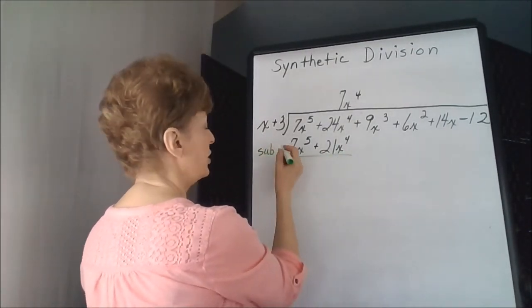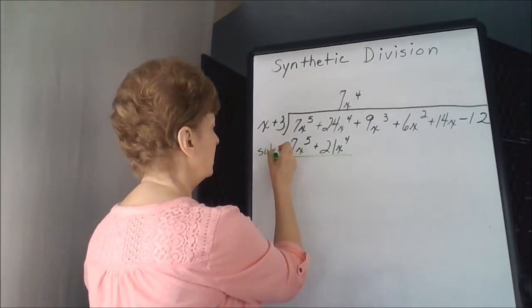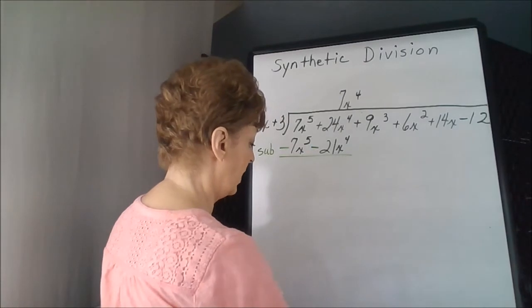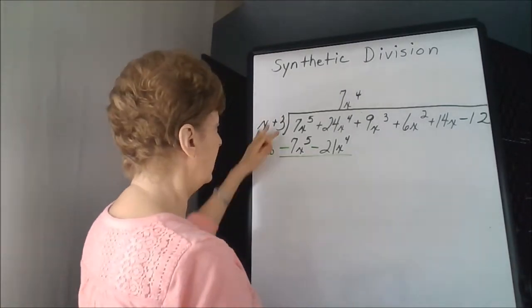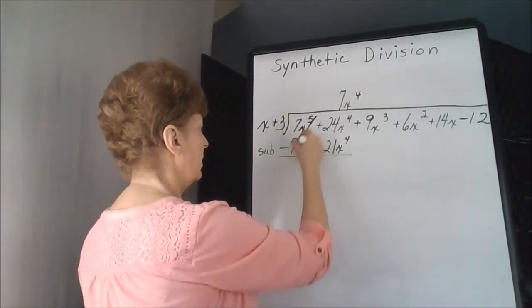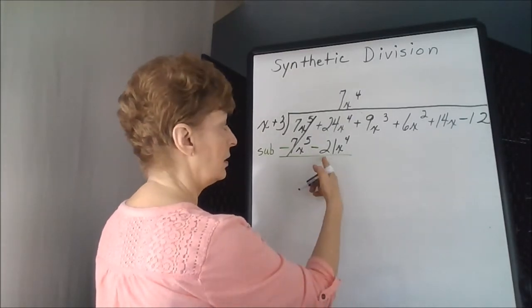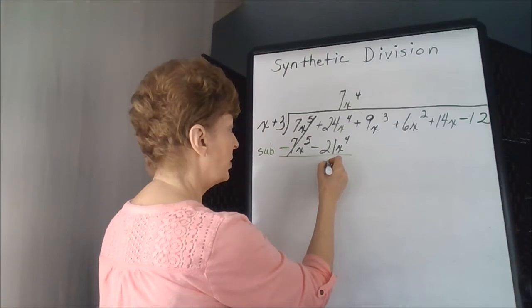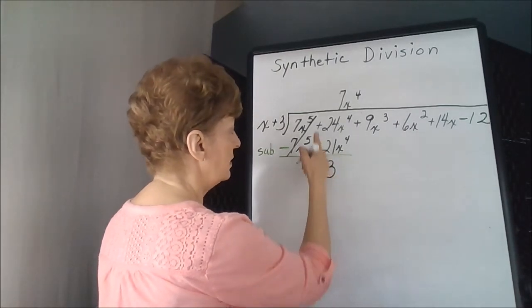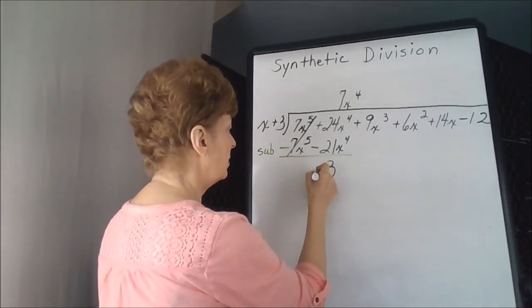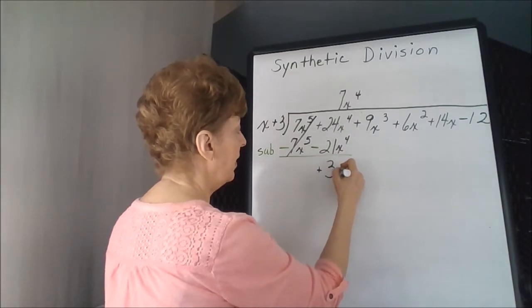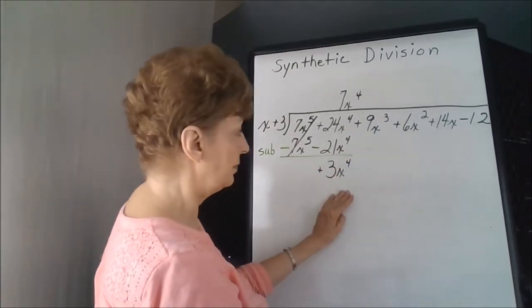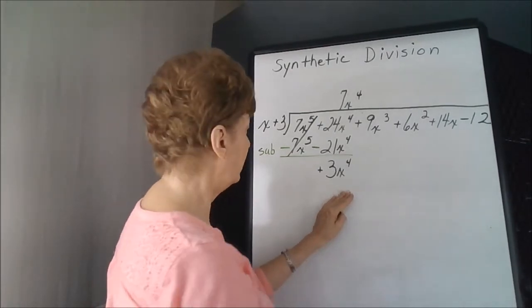So our signs change. And this is the only way that we can wipe out this term, which is what we want to do. Our signs are different, so we're going to subtract the numbers. We get a 3, take the sign of the larger numeral, and copy the x to the 4th. That's our label. Moving on, bring down.